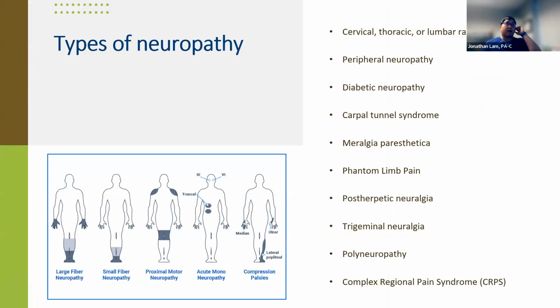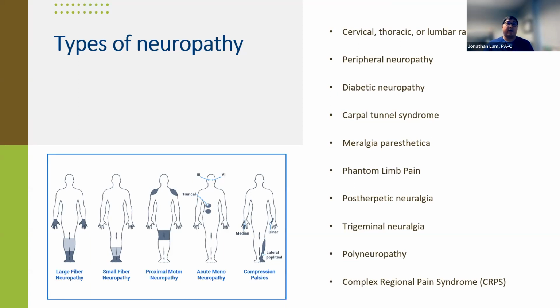So there's different types of neuropathy, and this is just a very, very small list of some of the different types. These are probably the most common types that we see here, and also the most common types we see in America. So for example, we have cervical, thoracic, and lumbar radiculopathy. Lumbar radiculopathy, also known as sciatica, for those who have maybe heard that term before. That's basically nerve pain from your spinal cord. But then, like I mentioned earlier, we have peripheral neuropathy, we have diabetic neuropathy, we have carpal tunnel syndrome.